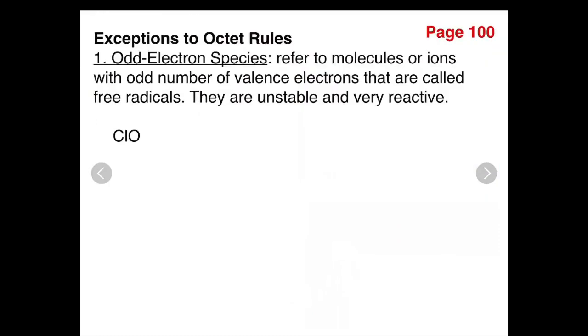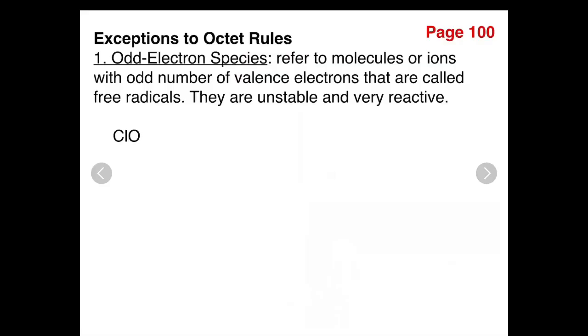The exception to the octet rule, you saw a little bit in the previous lecture video when we talked about the sulfate. So I'm going to elaborate more on that. There are three things that can be the exception. The first one is the odd electron species.